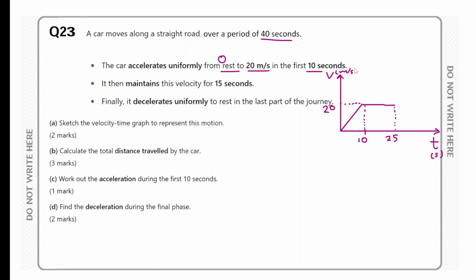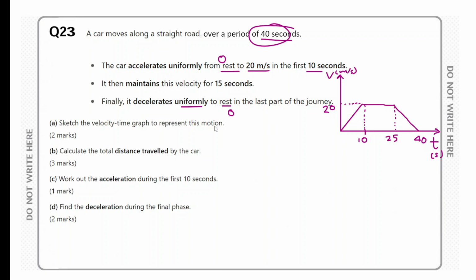Finally, it decelerates uniformly to rest. That means it comes back to 0 in the last part. And now we know the total time of the journey is 40 seconds. So that will be 15 seconds here because the final time is 40 here. Sketch the velocity time graph to represent this motion. So you need to put v and t, correct units, and all the numbers. So that will get you the 2 marks.